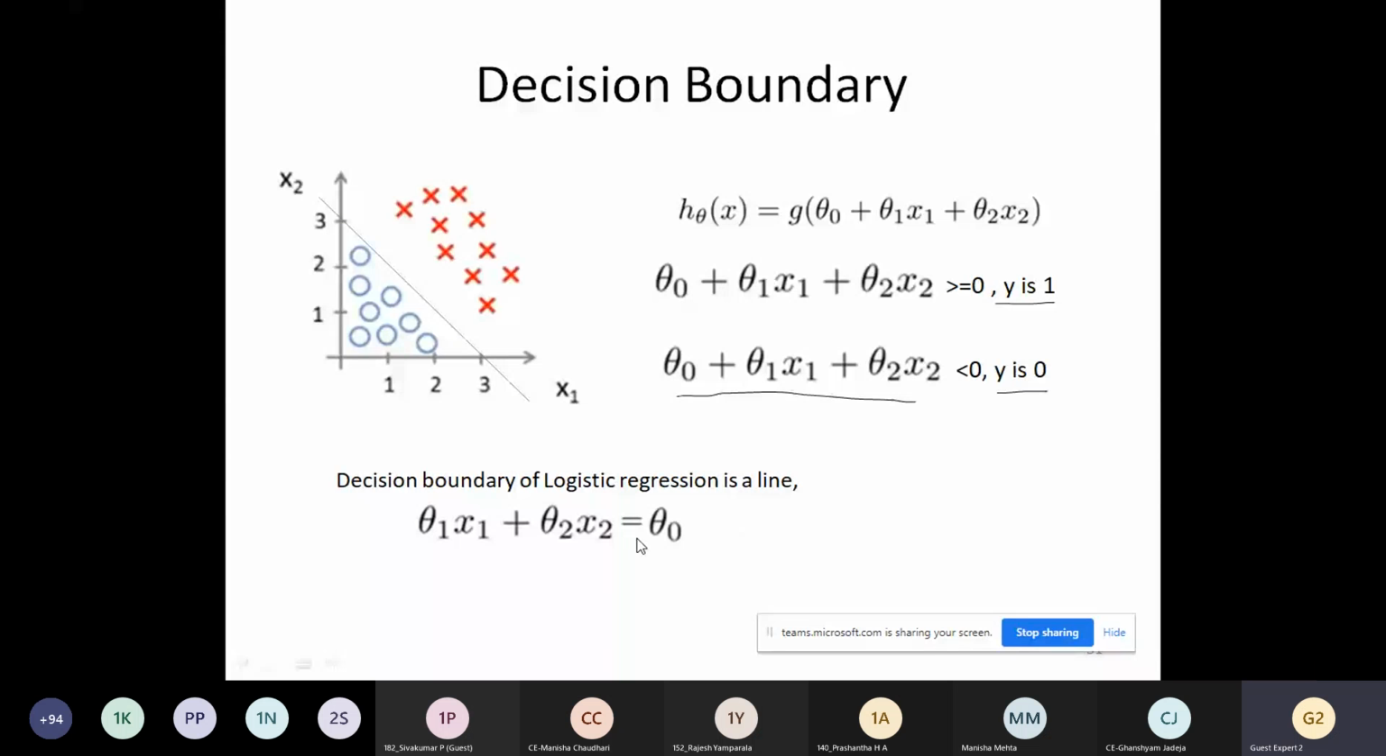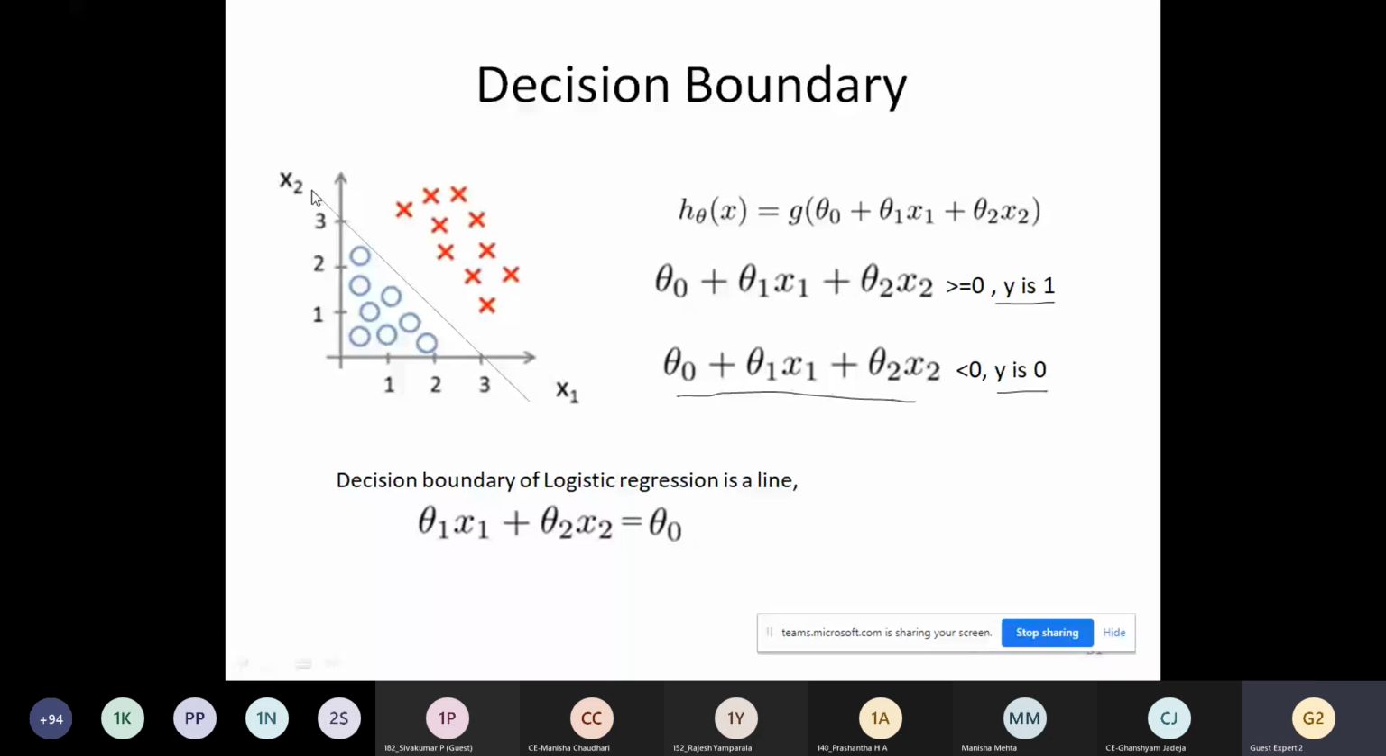All points which are greater than that value or on that value will be 1. All points which are less than that value will be 0. So theta 0 plus theta 1 x1 plus theta 2 x2 equal to 0 is our decision boundary. That is nothing but the function of a line. Theta 1 x1 plus theta 2 x2 is equal to minus theta 0. That is the equation of a line.